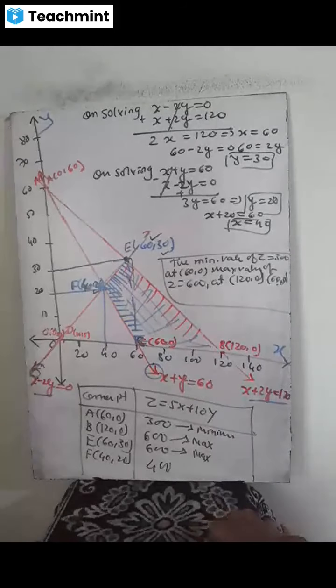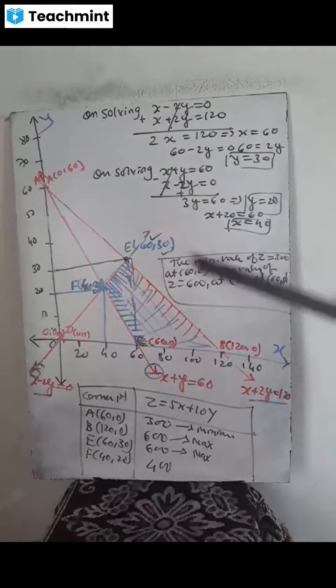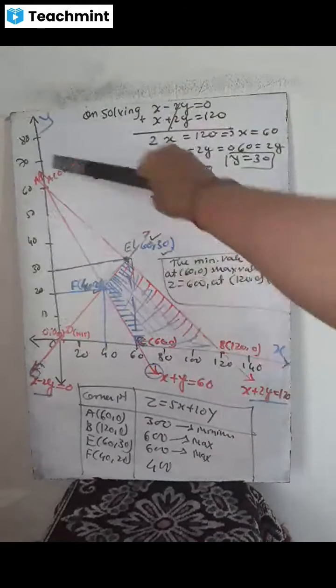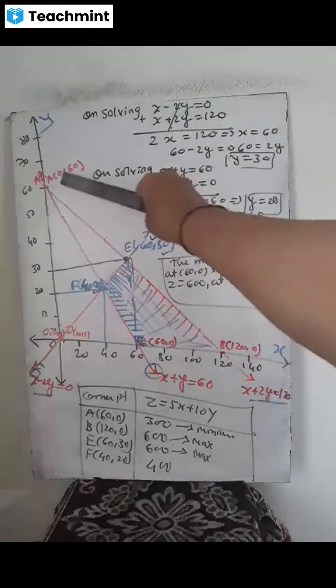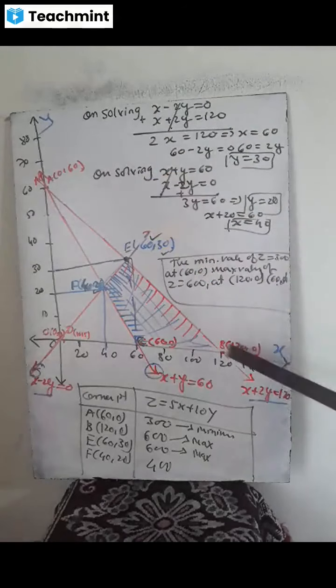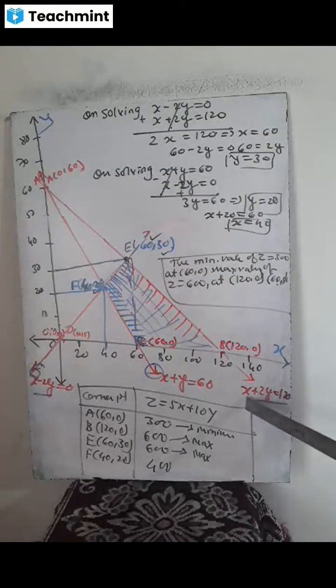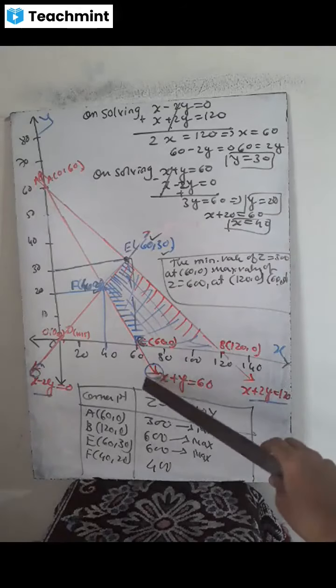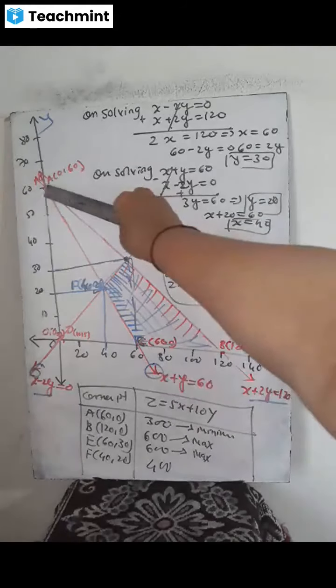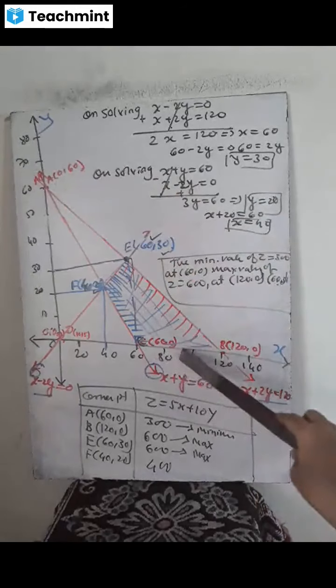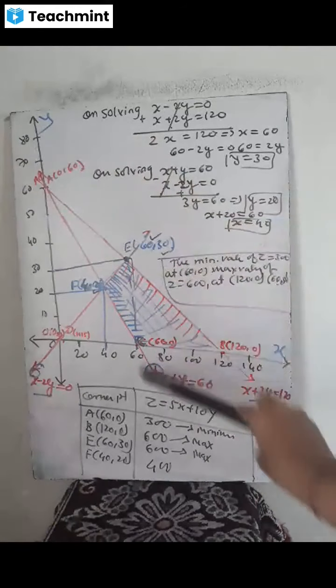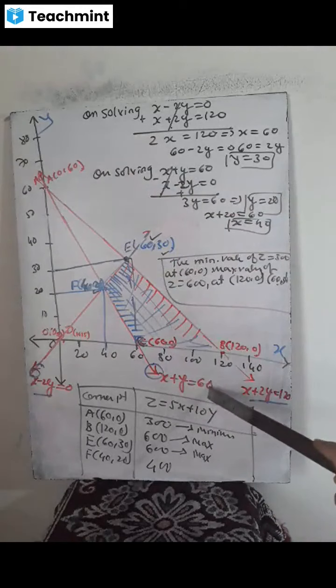Now here, after getting all the table values, we will plot the graph. This is the x-axis, y-axis. First I will plot the line for the first table: 0, 60 and 120, 0. So we have drawn the line, and I have mentioned which line it is. Mentioning the line and all the values is very important. Then for the second line the values are again 0, 60 and 60, 0. So I have drawn the second line and mentioned the line x plus y equals 60.